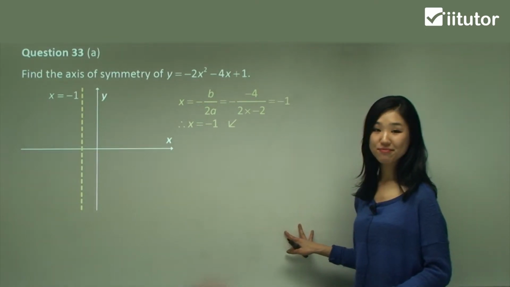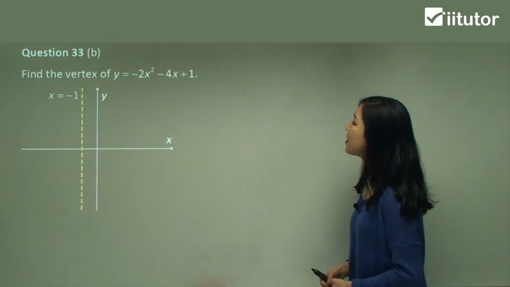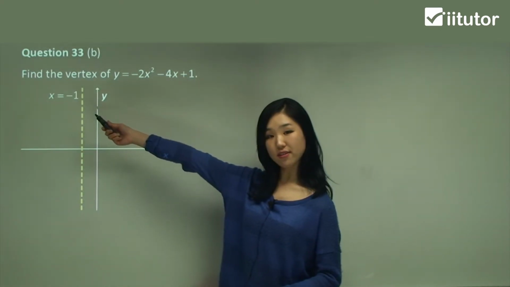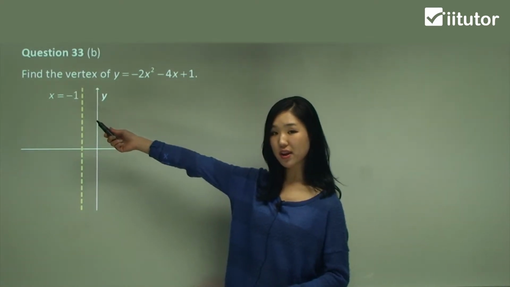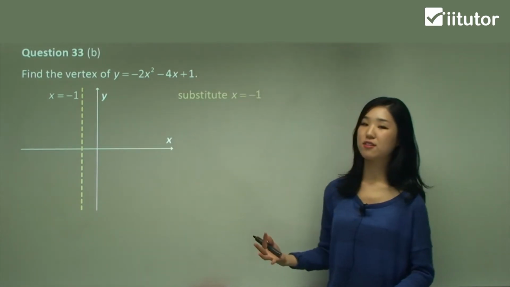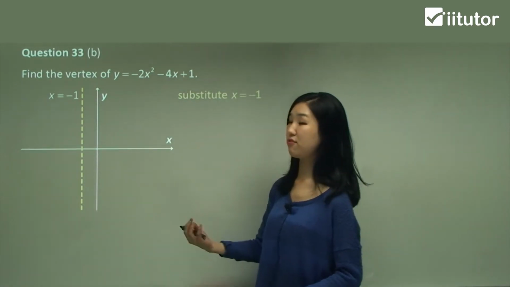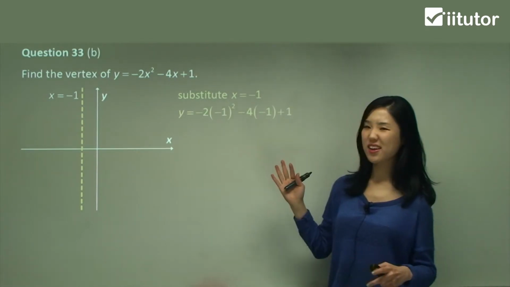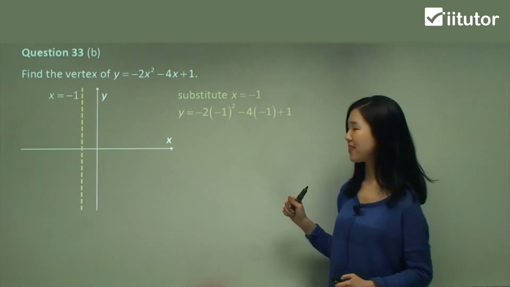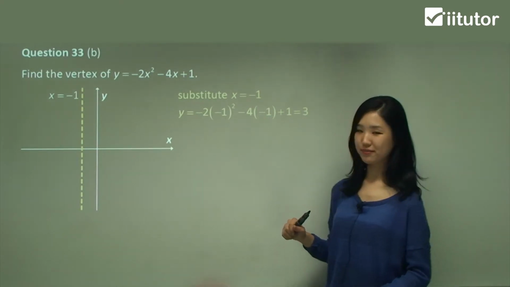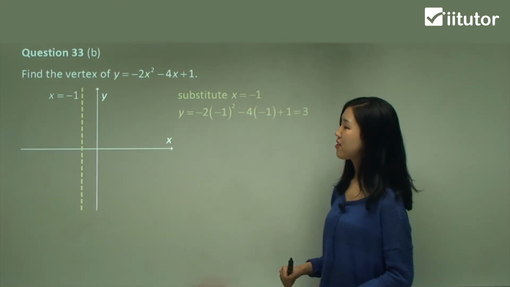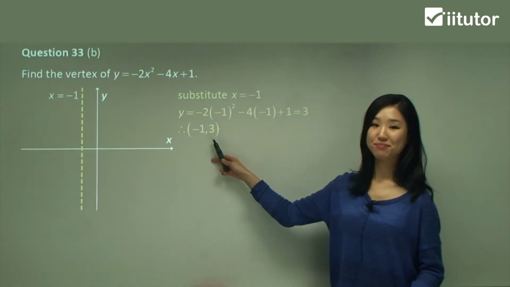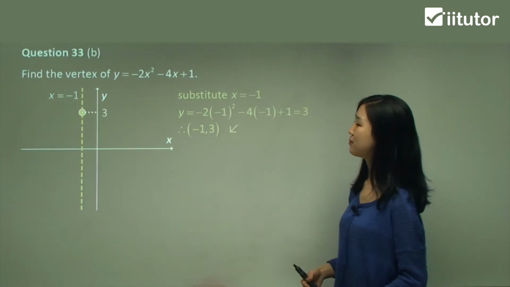just like that. Okay. And then B, find the vertex. So now we've got our x coordinate of the vertex, just need to find the y coordinate. So substitute x equals negative 1 into our equation to find that y coordinate, just like that. Go ahead and calculate that, guys. I don't think I need to explain that one. Should be 3. So the coordinates of the vertex are negative 1, 3. Okay, so I'll just place that there.